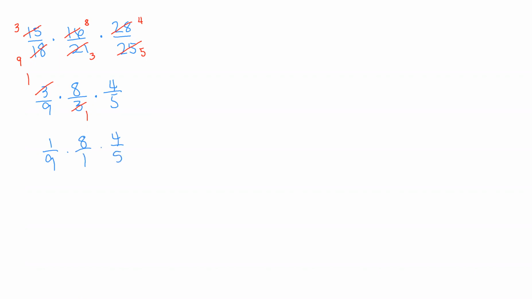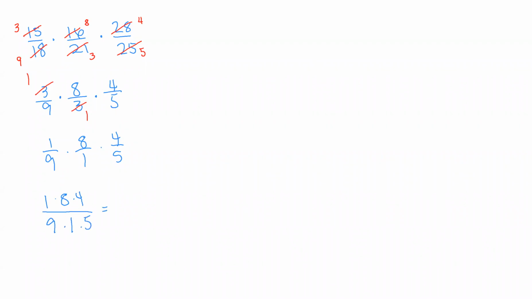So let's really think about this. In the numerator, factors of 8 and 4 would be obviously 8 and 4 and then 2. Well, 8s, 4s, and 2s do not go into 9s or 5s. So we are ready to multiply across. Remember, we just get 1 times 8 times 4 all over 9 times 1 times 5.